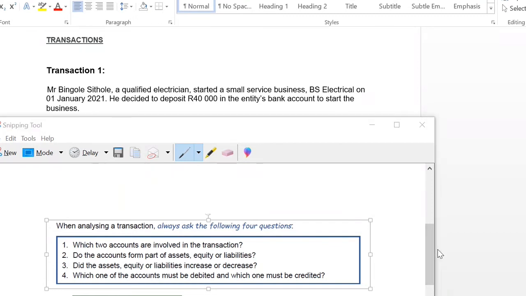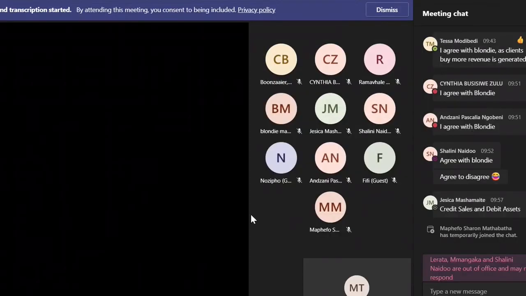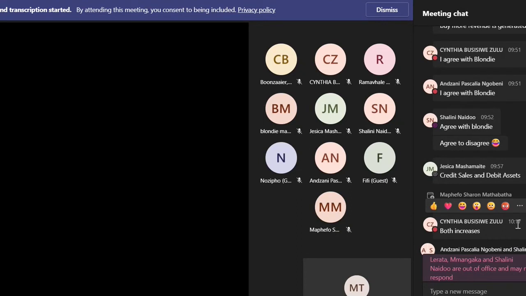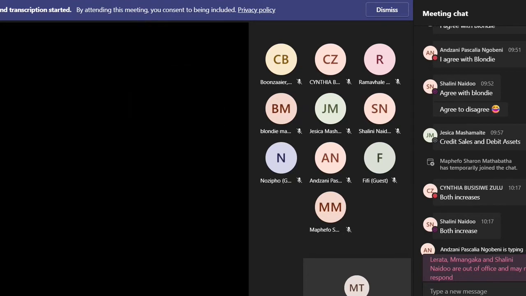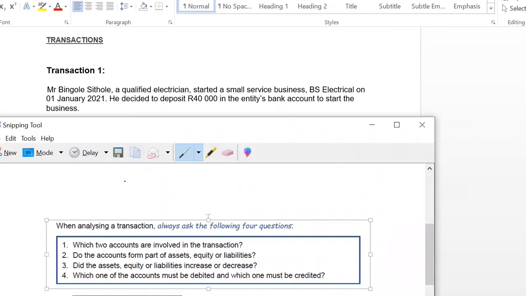Okay. Thank you, Blondie. Guys, you can comment on the chat. Cynthia is saying both increase. Okay. Shalini is saying both increased.